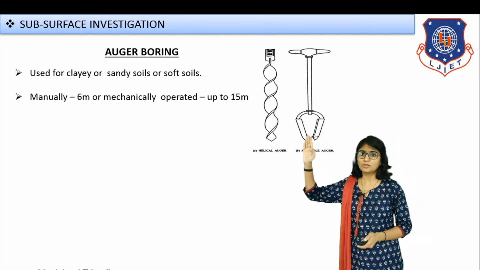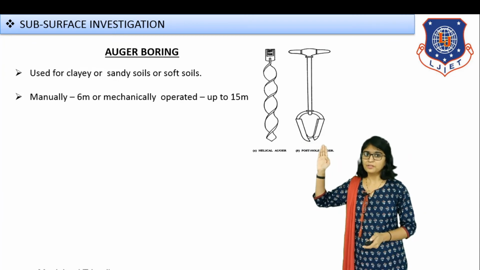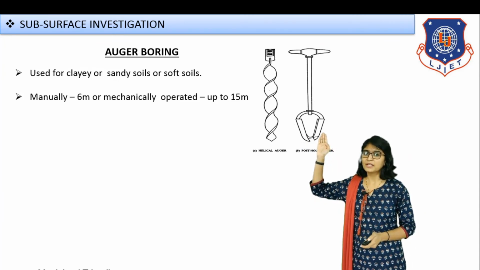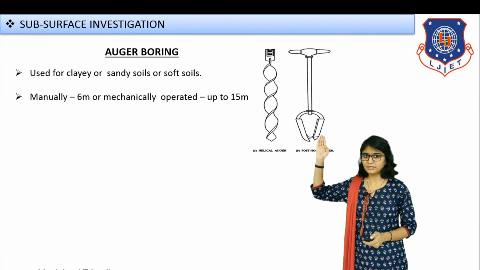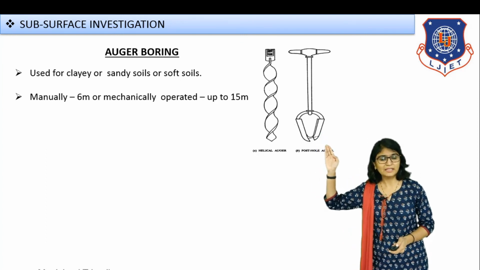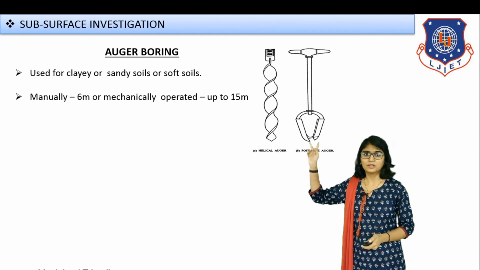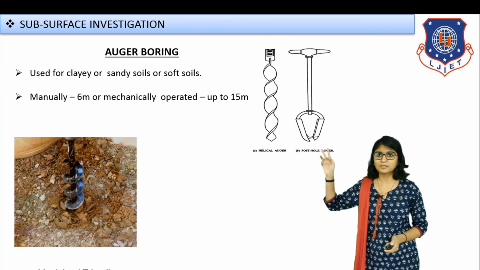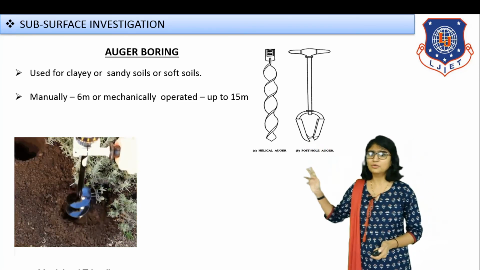So this is also another type of auger in which you have sharp knifing edges, knifing blades at the bottom. It is inserted just like a screw in the ground, and the soil sample will be collected between these two, let us say these two toes or shoes. Have a look at the auger boring.